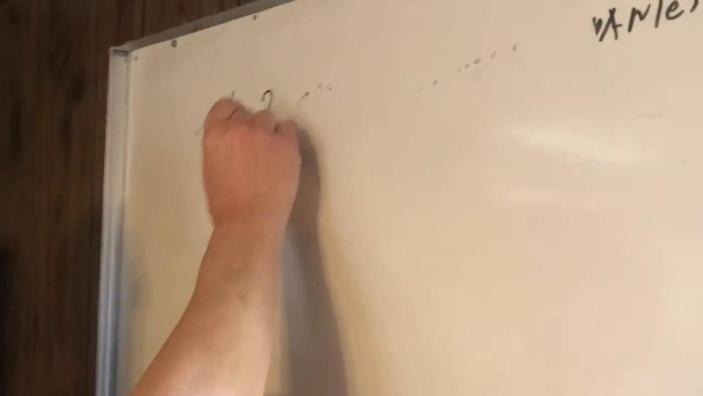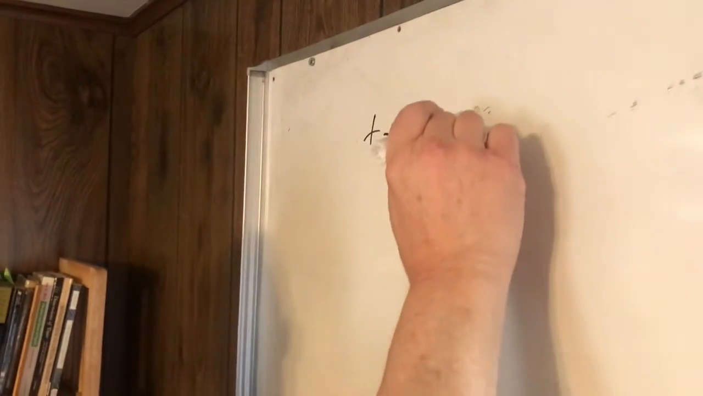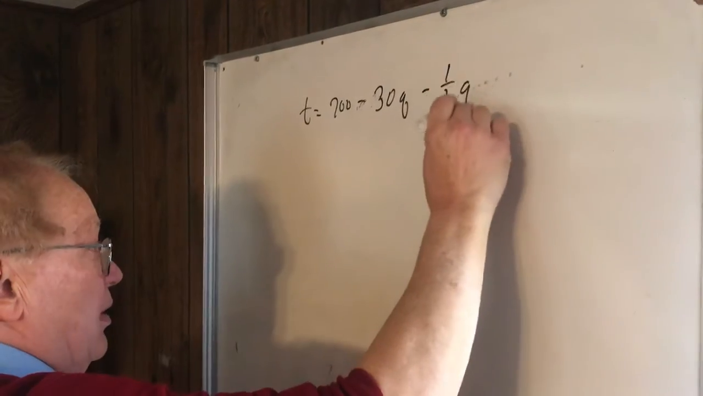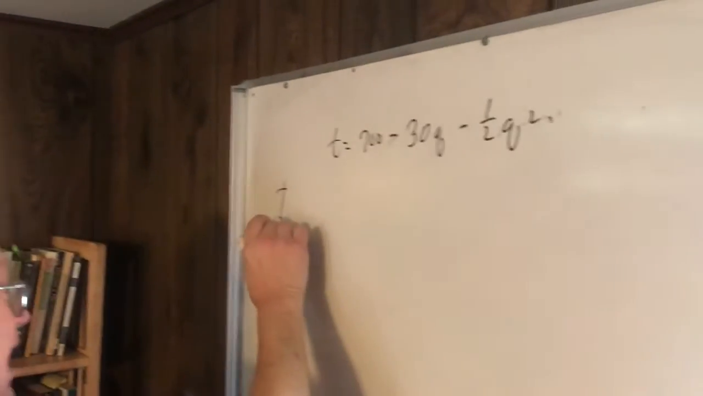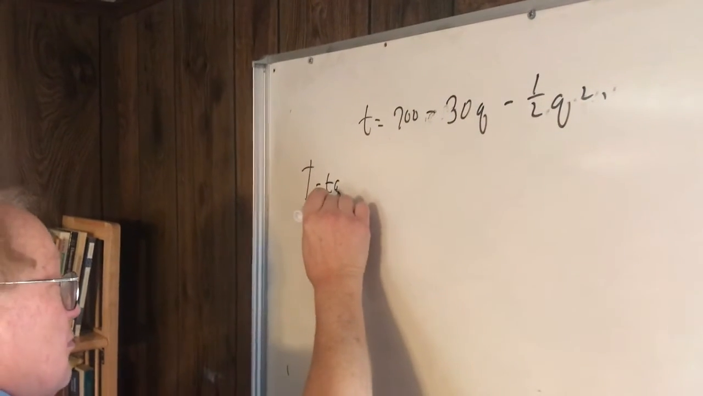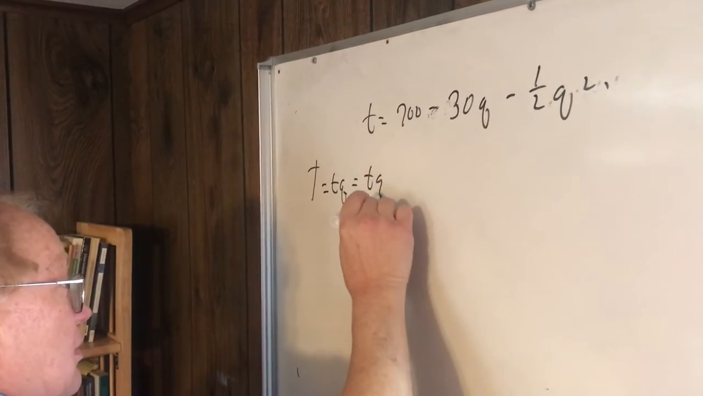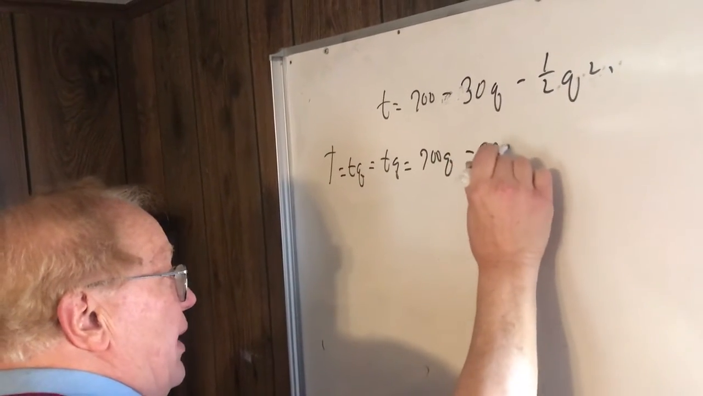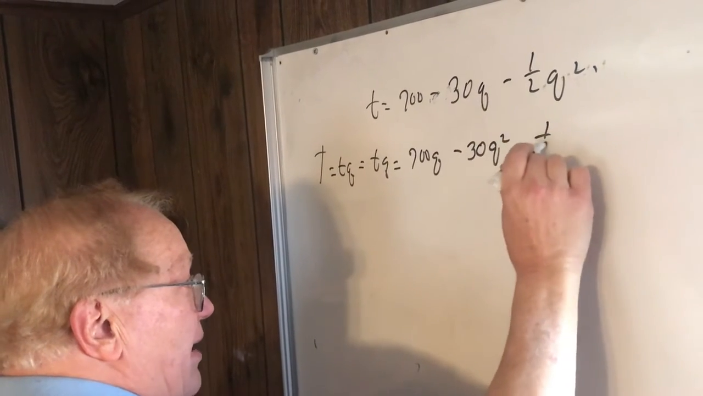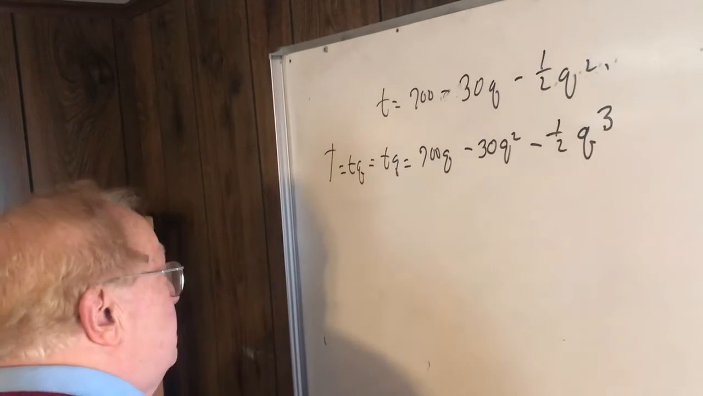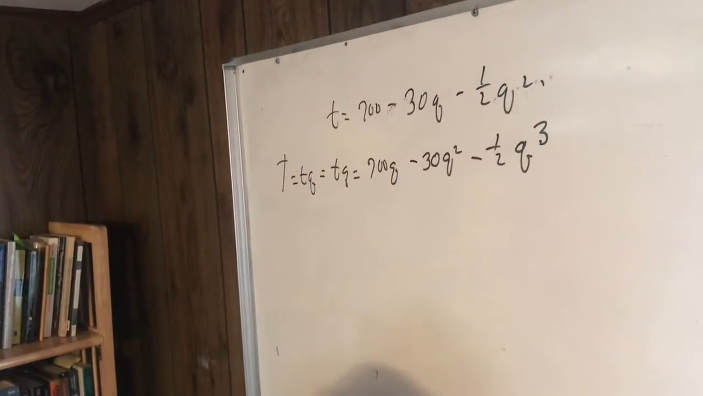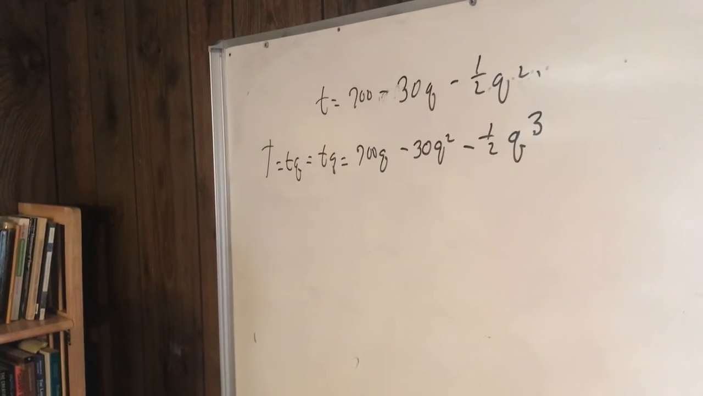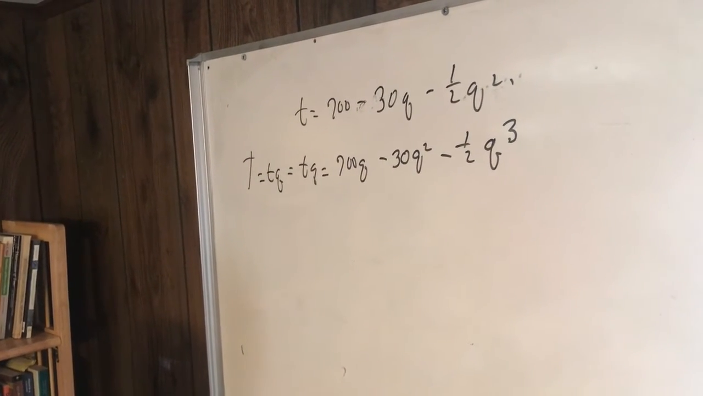So I had that T is equal to 700 minus 30Q minus 1/2 Q squared. So big tax is going to be T times Q. So T times Q is going to equal 700Q minus 30Q squared minus 1/2 Q to the third. Now that gives me my total tax burden on my producer.